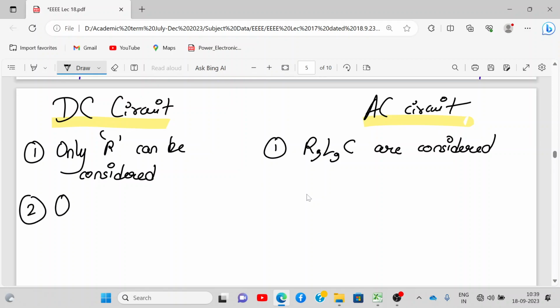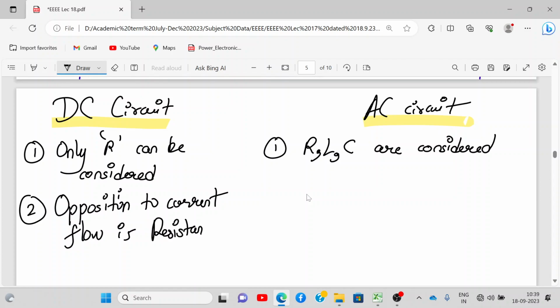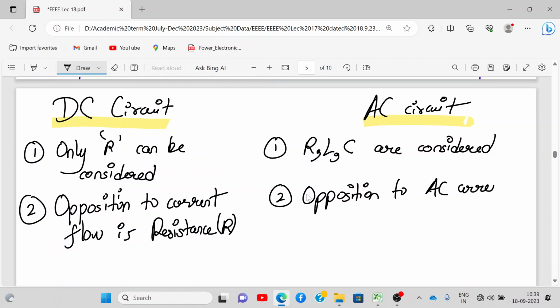Here write down, opposition to current flow is resistance R. Right? Here opposition to AC current flow is impedance Z.